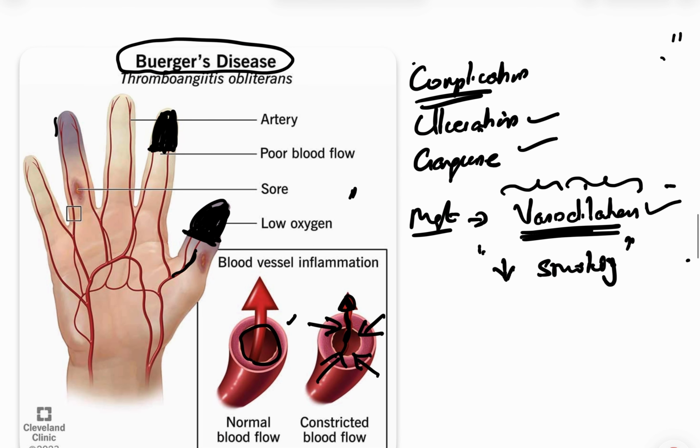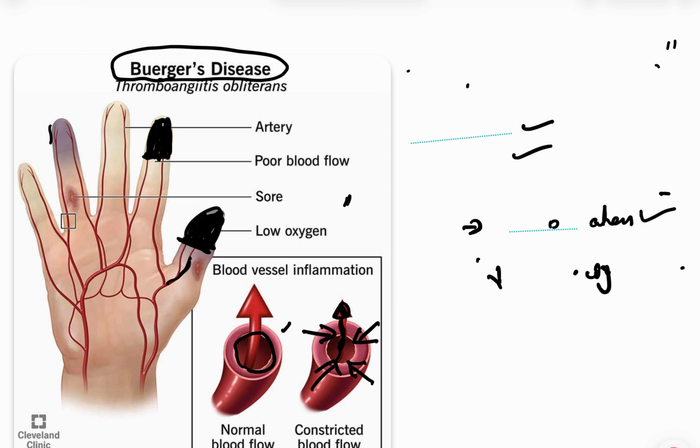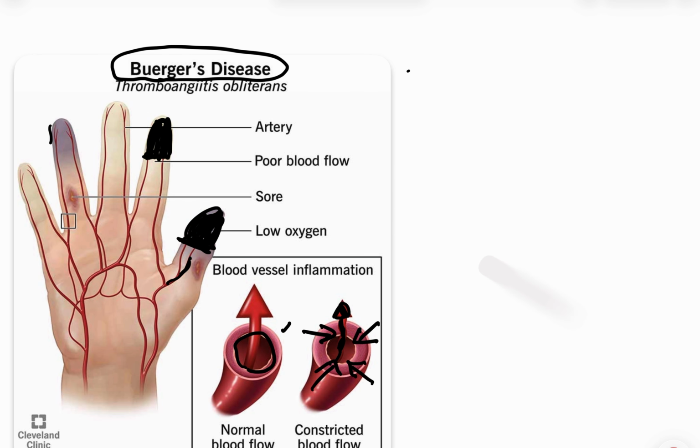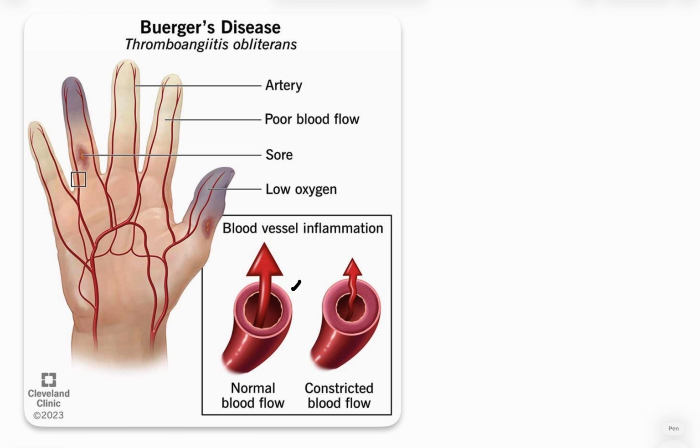Buerger's disease is the vasculitis of the patient, occurring due to the inflammation of the blood vessels of the patient, and intermittent claudication is seen in Buerger's disease. It's occurring due to the inflammation of the blood vessels, resulting in sores or low oxygen supply to the tissues, and the complication can be gangrene. Gangrene is a complication seen in Buerger's disease.